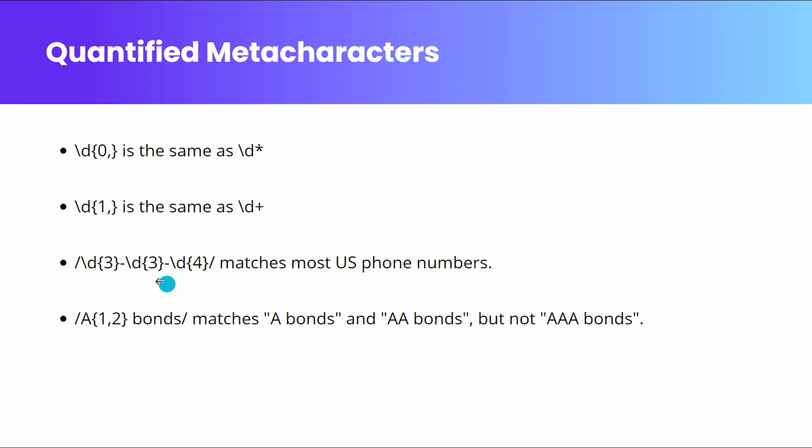Here you can see some examples. Basically, a quantified metacharacter is used to represent how many times you want to repeat a particular character. As we can see here, capital letter A is followed by a quantified metacharacter with min and max values. So it will match A or double A, but not triple A, right? The same example we will see in a browser. Let's go to the browser.